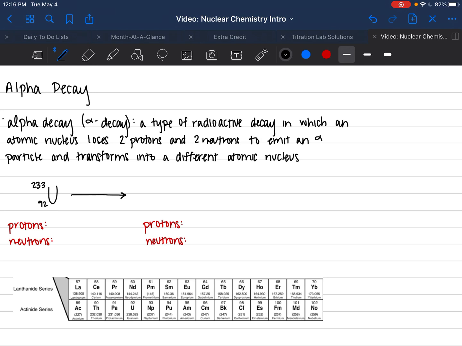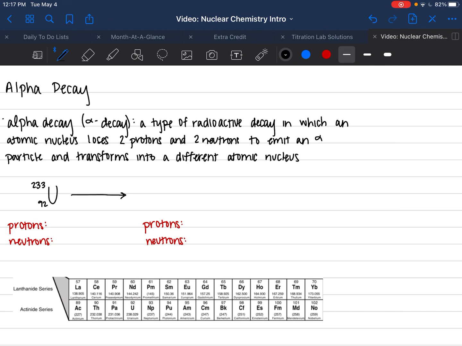So let's break this down a little bit. This is a type of radioactive decay. You're going to learn about a couple more, but this is specifically alpha. You're losing those 2 protons and 2 neutrons. Those are going to come together and form what's called an alpha particle. So it spits out that alpha particle and it becomes a new element, a new atomic nucleus. So we'll break that down and look at how this looks.